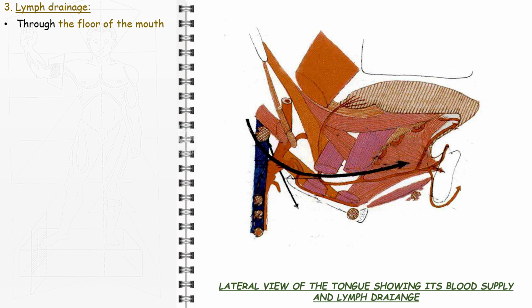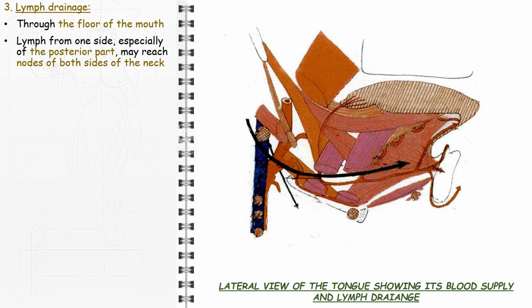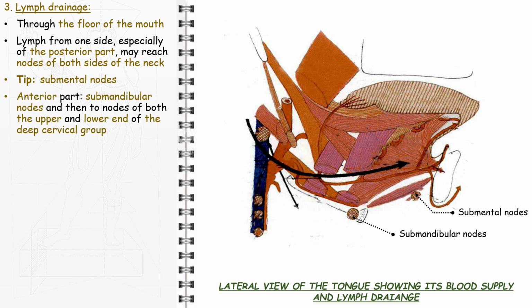In fact, lymph from one side, especially of the posterior part, may reach nodes of both sides of the neck. The lymphatics of the tip flow into submental nodes. Those of the anterior part flow into submandibular nodes and then to nodes of both the upper and lower end of the deep cervical group. Those of the posterior part flow directly into deep cervical nodes.